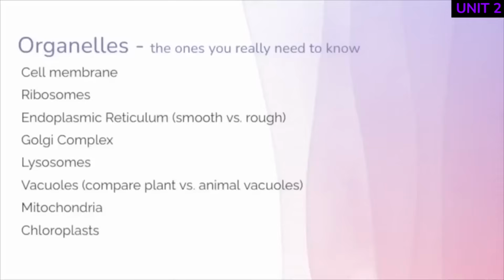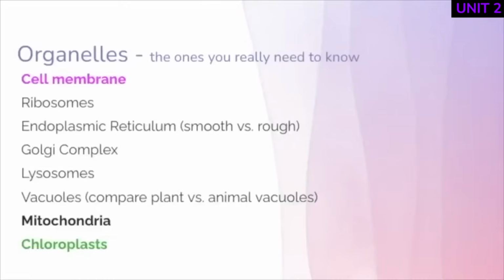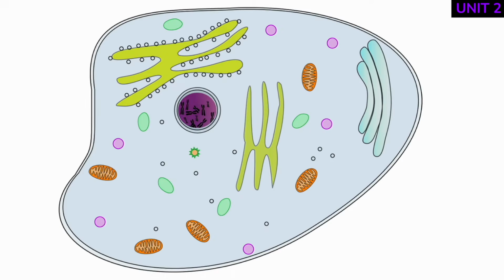Out of this list, the most important ones you really need to know and recognize are cell membranes, mitochondria, and chloroplasts. A few other organelles I wanted to mention include the endoplasmic reticulum. We have both the smooth ER and the rough ER.